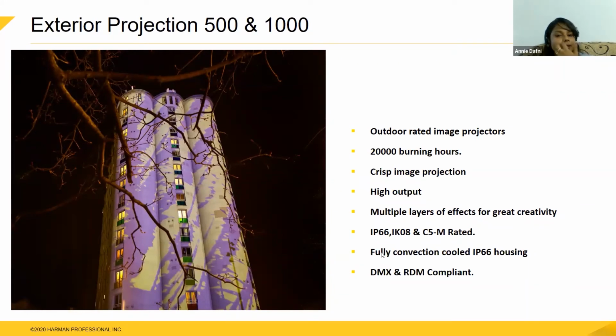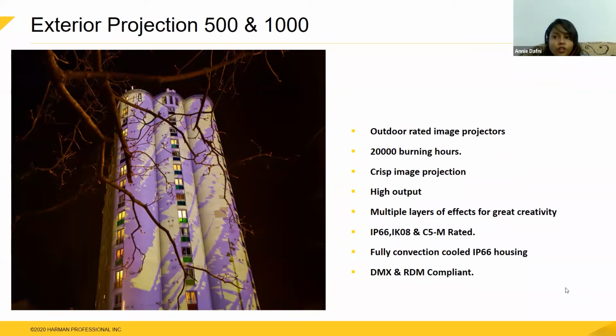So we have two variants, the exterior projection 500 and 1000, and they use analog image projection on the building. So when you're comparing it to video mapping, this particular solution is much more economical because the installation cost as well as the running cost is very, very less. And they are true outdoor permanent fixtures suitable for outdoor permanent installations, and you can just install and forget.